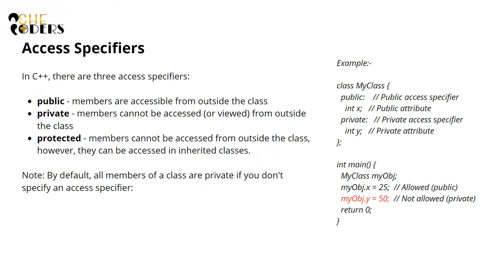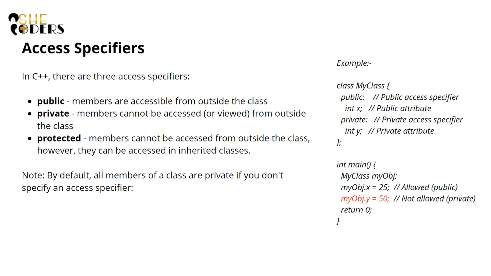Next is our protected access specifier. Here the members cannot be accessed from outside the class. It is just like the private members, however they can be accessed in an inherited class. Further we will be learning about the inheritance principle that comes under object oriented programming, and how other classes can be inherited or derived. There comes the concept of protected data members. I will be telling you about that.